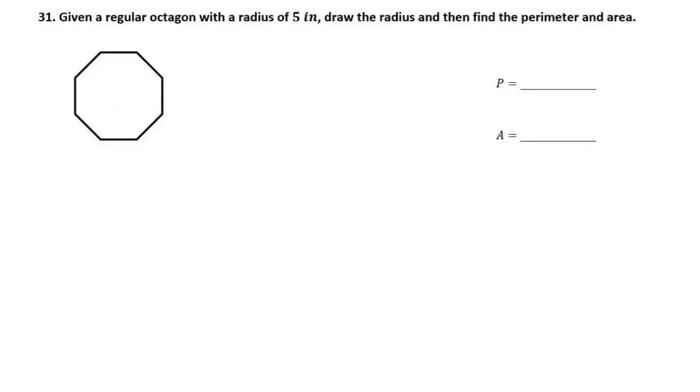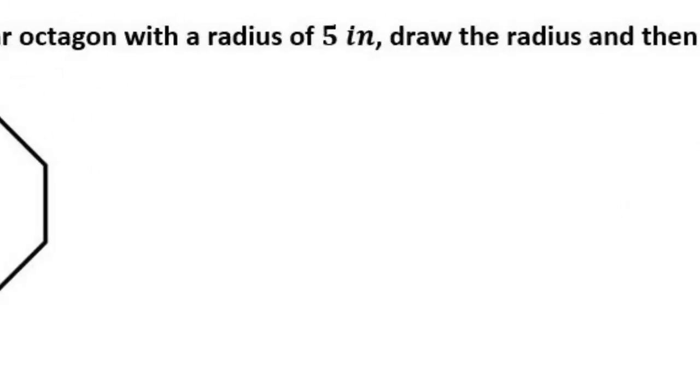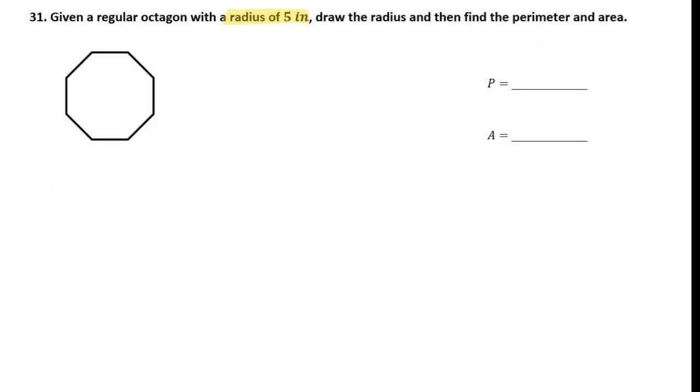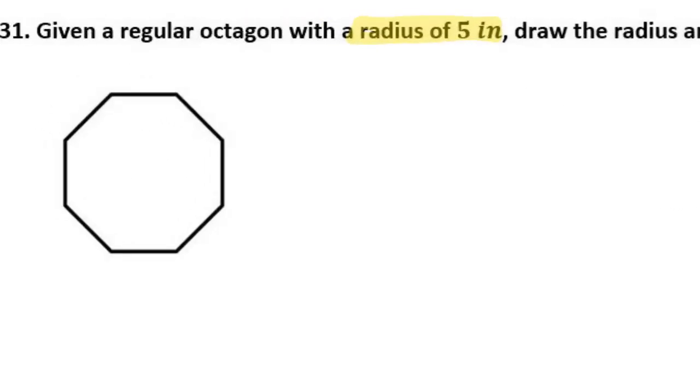31. Given a regular octagon with radius of 5 inches, that's important. Draw the radius and then find the perimeter and area. So first thing we're going to do is draw in that radius. Radius goes from the center to a corner. So that is what would be 5 inches.